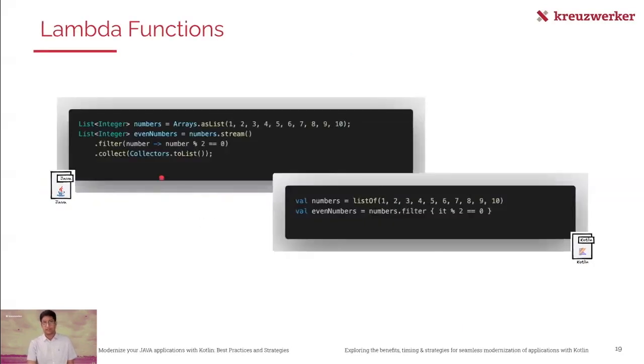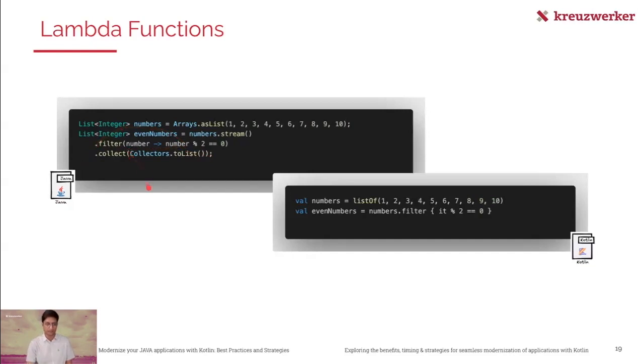Lambdas have been around since Java 8. Let's compare an example of fetching even numbers from a list. In Java, we would use the stream method to convert the list into a stream. And then we use the filter method to keep only the numbers which are even. And finally, we would use a collect method in order to collect this new list or ArrayList that we are going to have.